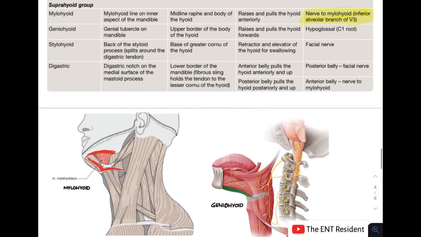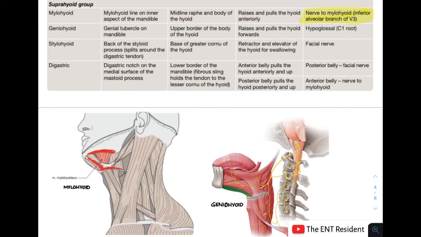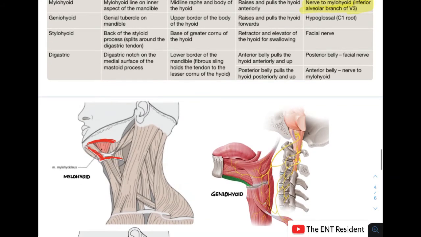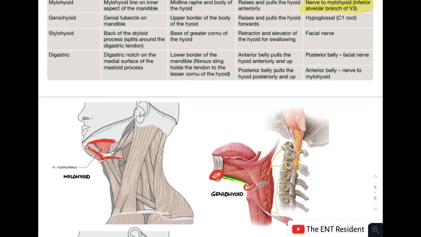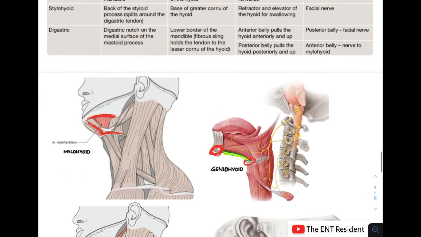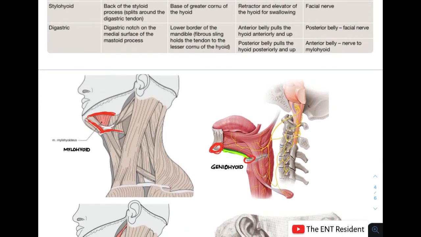Next muscle amongst the suprahyoid group is the geniohyoid muscle. The geniohyoid muscle takes its origin from the genial tubercle of the mandible right over here. It lies on the inner aspect, and it goes and attaches itself to the upper border of the body of hyoid. So this muscle over here is the geniohyoid muscle. This muscle also helps in raising and pulling the hyoid forwards, and it is supplied by the C1 root of the hypoglossal nerve.